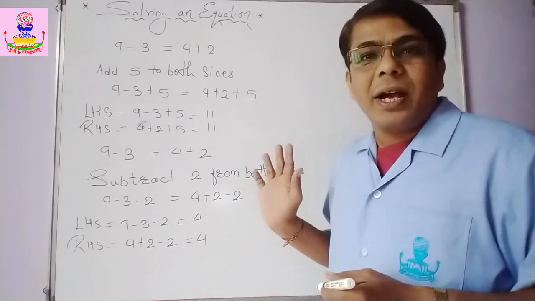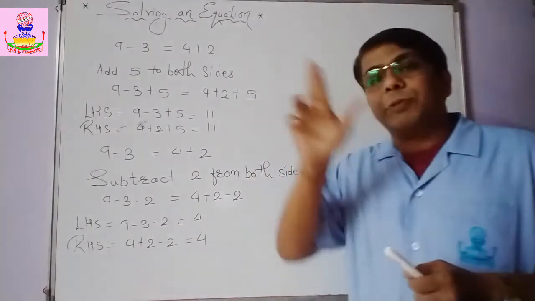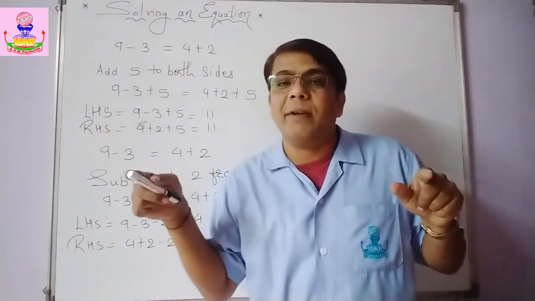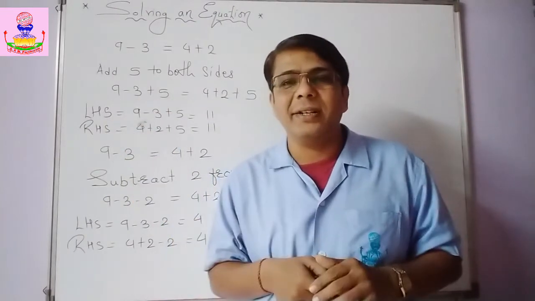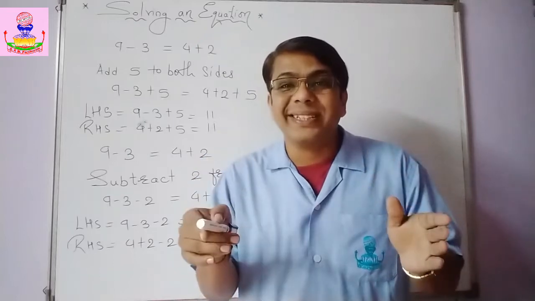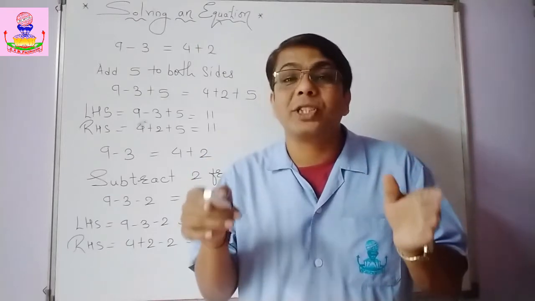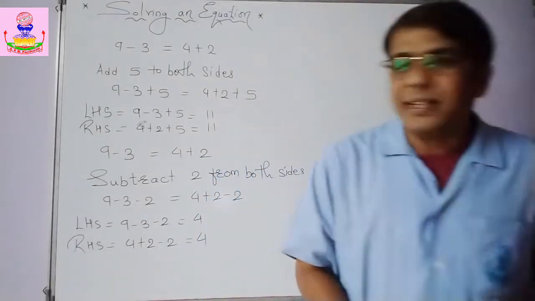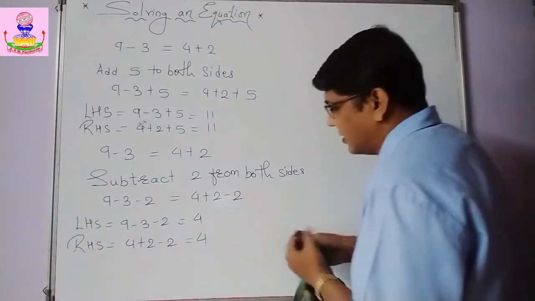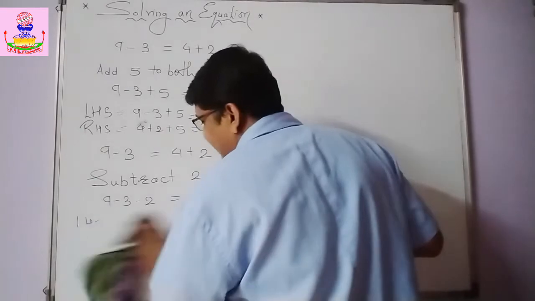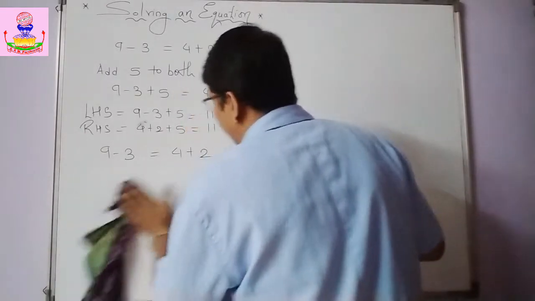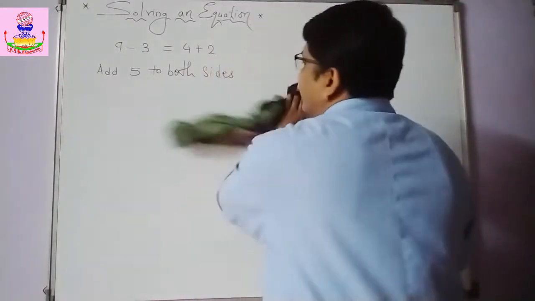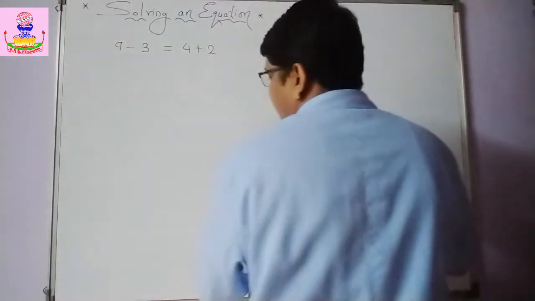And so what can we say? That if the same number is subtracted from both the sides, that is left hand side and right hand side, equality holds. Equality comes true. There is no change. Okay, then let us go for the third operation. Which is that? Oh yes, multiplication. Let's go for multiplication.